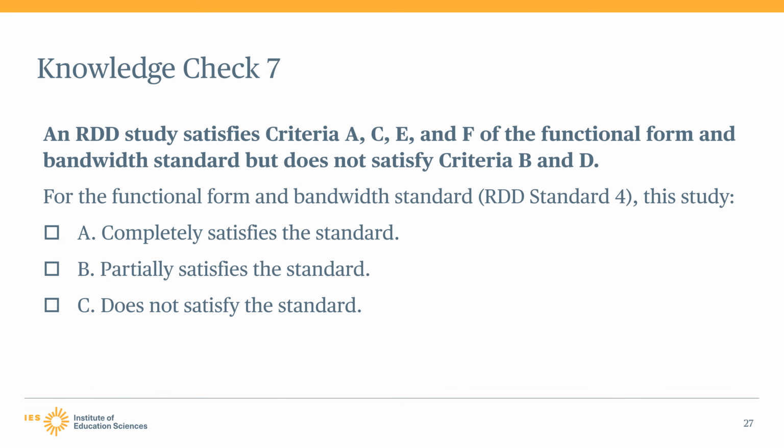Time for your final knowledge check of this module. A regression discontinuity design study satisfies RDD standard criteria A, C, E, and F, but the study does not satisfy criteria B and D. For the functional form and bandwidth standard, or RDD standard 4, does this study A, completely satisfy the standard, B, partially satisfy the standard, or C, does not satisfy the standard? You may want to pause the video now and look back to the requirements for completely, partially, or not satisfying the standard to consider your answer.